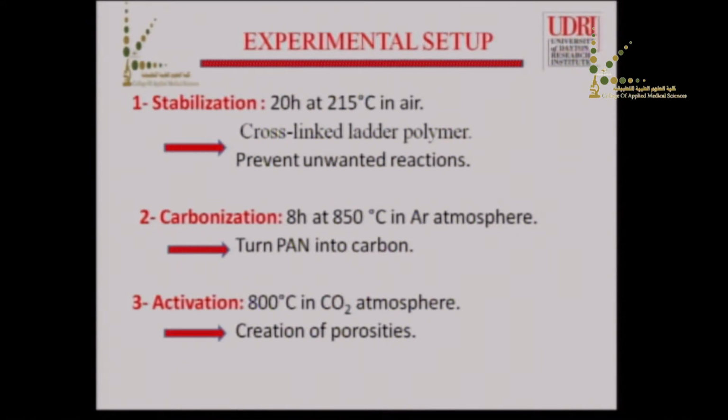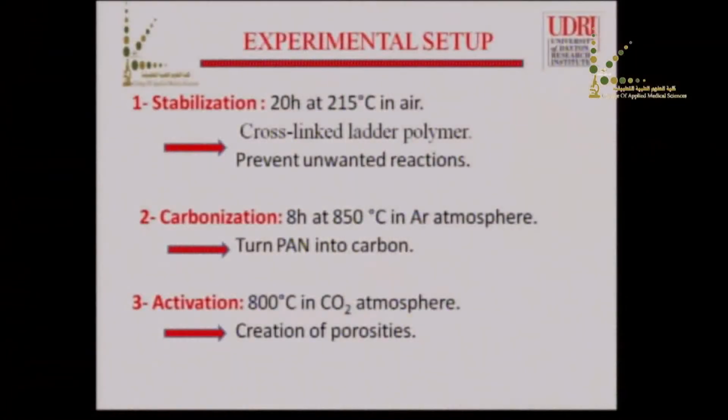After that, I take the same sample in the same oven, but I change the type of gas. I'm using argon here for 8 hours at 850 degrees Celsius. The third step to get activated carbon, which I call activation time, is at 800 degrees Celsius. I use carbon dioxide to create porosity. Why porosity? This is the first time I mention porosity. It's to make sure I have a suitable size for ions to go inside and react between the surface of the electrode and the liquid electrolyte, to store energy between the liquid electrolyte and the surface of the electrode.